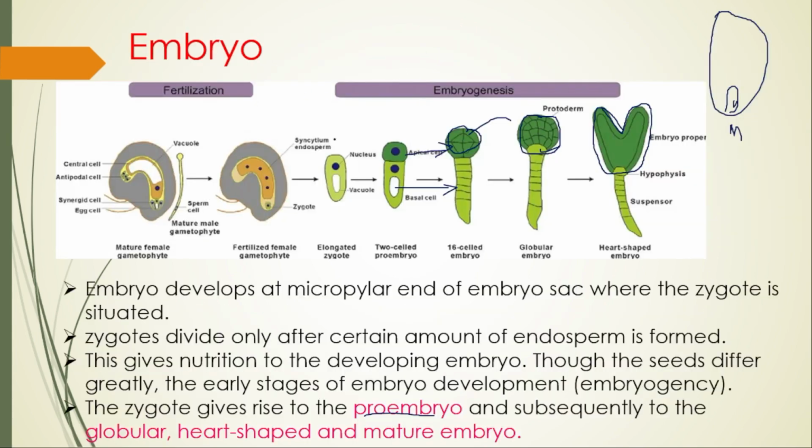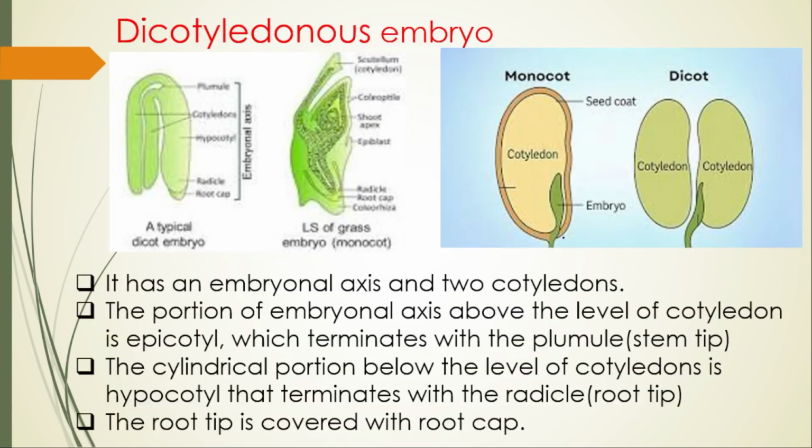Next, whatever the embryo is going to be formed up to the heart shape, this is the same for monocots and dicots. Okay, see, this is the example of the dicotyledonous embryo, and this one is an example of the monocotyledonous embryo. This is the embryo and here is the embryo. But why is it called monocot and dicot? Monocot has only one cotyledon. Dicot has two cotyledons. Okay, see here, this one is one, and this one is two cotyledons, and here only one cotyledon.